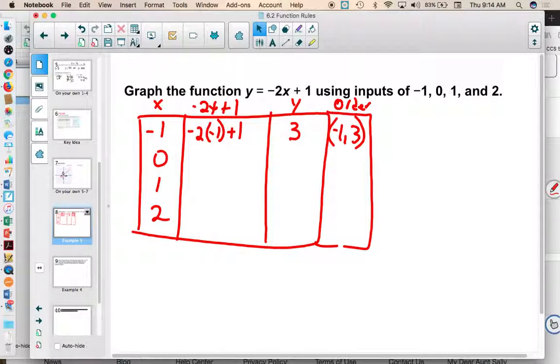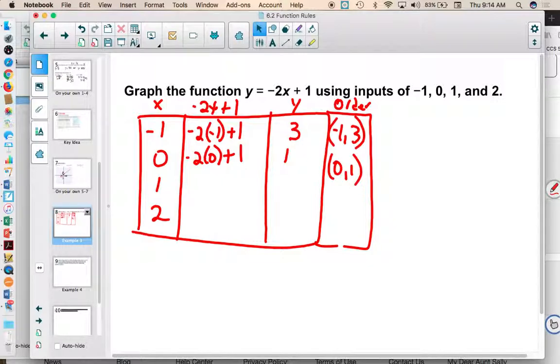I plug in the value. -2 times 0 plus 1. What's it going to be when I solve that one? What's that going to be, Ethan? -2 times 0 is 0, plus 1 is 1. So what's my ordered pair there? No, what's my ordered pair? 0 and 1.